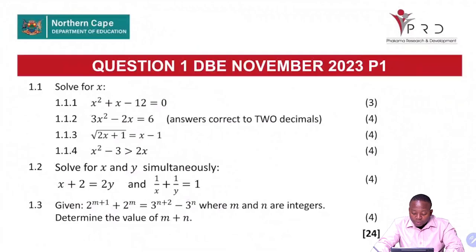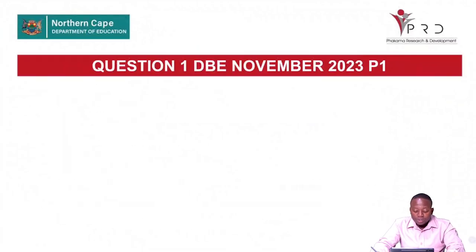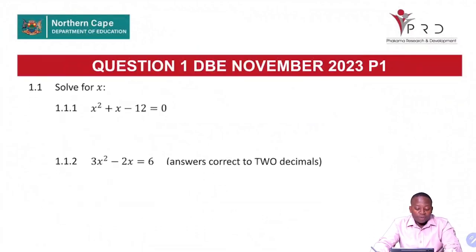Now, welcome back, grade 12. Let us look at this question. We have 1.1, 1.2 and 1.3. In 1.1, we are required to solve for x. In 1.2, we are required to solve for x and y simultaneously. And in 1.3, we will have to determine the value of m and n. Now, let us focus on the solutions.